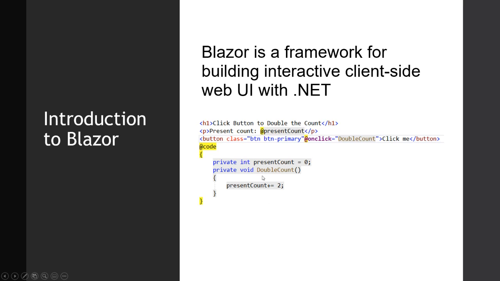What this code part is doing is one of the most simple and rudimentary components. There is a button with the class btn btn-primary, which is a Bootstrap class, and when the button is clicked, this onclick event calls the DoubleCount method, which increments the present count variable by 2 every time this double count button is clicked. So that is one of the components, just to show what Blazor is. It's a very rudimentary component.